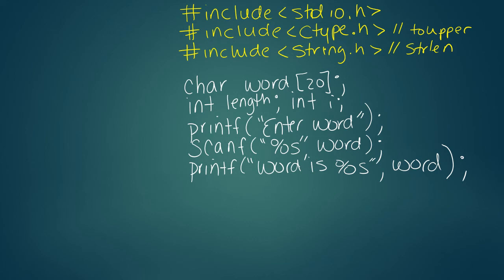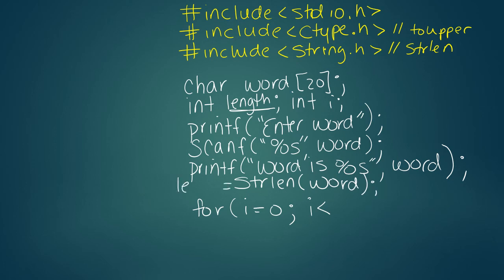Now, I don't know how long the word is. So if I started my loop, I would say for i equals 0, because that's going to start at my first character, and then I'm going to say i less than what? Well, how do I know how long my word is? The length of my word is going to change each time. If someone puts in the word happy, it's going to have a length of 5 characters. If someone puts in the word up, it's going to have 2 characters. So each time that the word is entered, as long as it's a word less than 20 characters, it's going to change. So what I can do is call the string length function and pass it my word, and it's going to return back to me the length of the word.